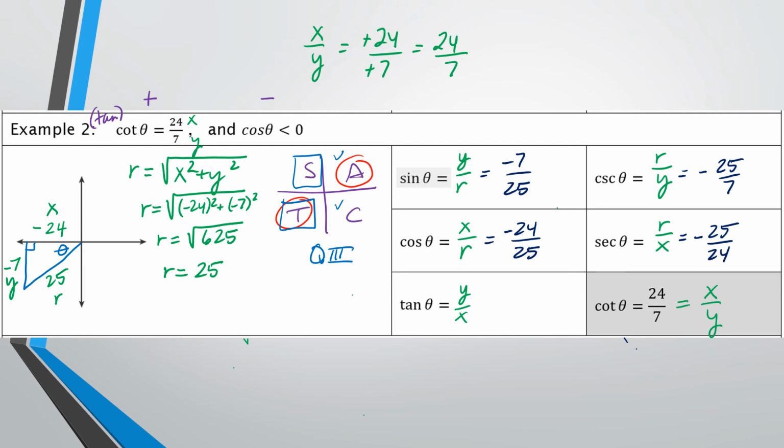Tangent, I don't even really have to look at my triangle because I can just take my answer for cotangent and flip it. So I know that my answer is going to be 7 over 24. But again, I just want to mention really quickly, if we had done this from scratch, y over x would be negative 7 over negative 24. And because I have two negative values, they cancel each other out and turn positive. So even though both my y and my x are negative, because I have two negatives, it becomes positive.